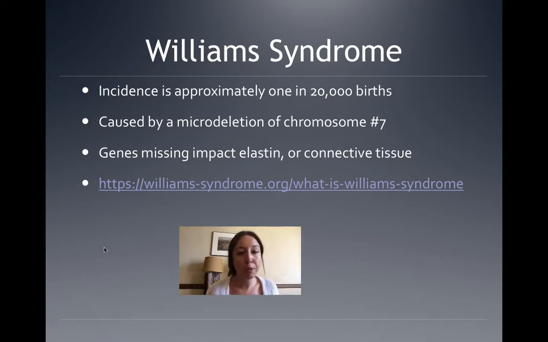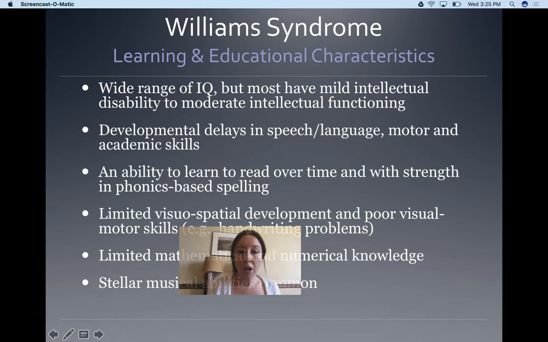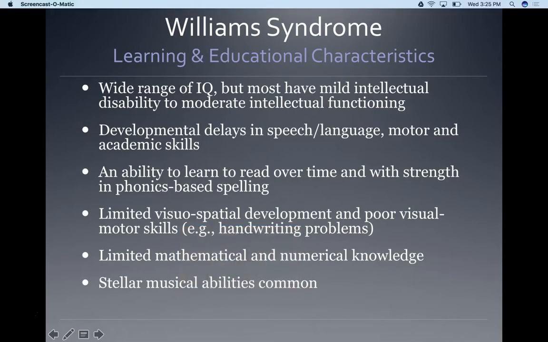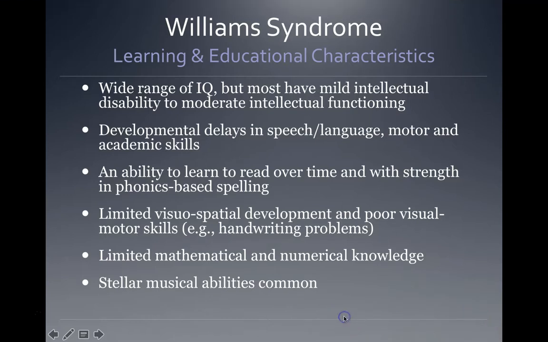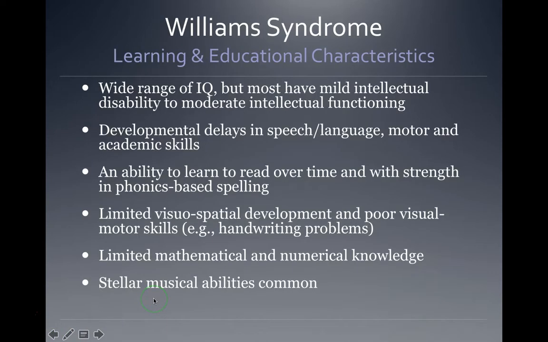Again, look around the Williams syndrome website to get some more information. I'm going to point out a couple of pieces here just to draw your attention to. Like the video pointed out, there's a wide range of IQ, but most do have mild intellectual disability or moderate intellectual functioning. We know that there are developmental delays in speech, language, motor, and academic skills.